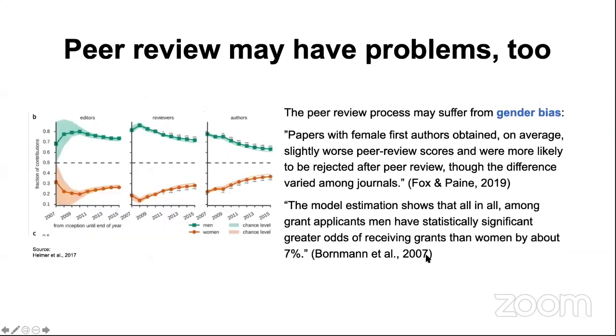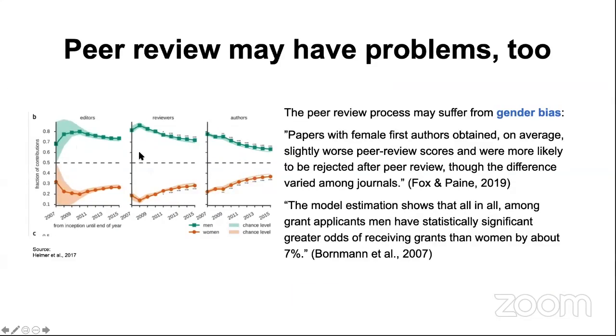And another problem with peer review is less obvious. This is something called gender bias. The peer review process may unfortunately suffer from implicit bias. Even though this bias is not intentional, it still exists and it is called implicit. So people are not really aware of it when they're performing this kind of bias. Overall, research has found that papers with female first authors obtained on average slightly worse peer review scores and were more likely to be rejected.